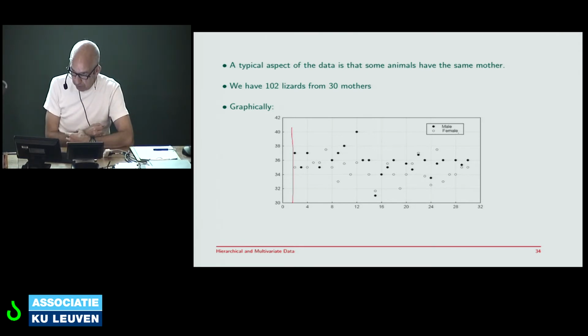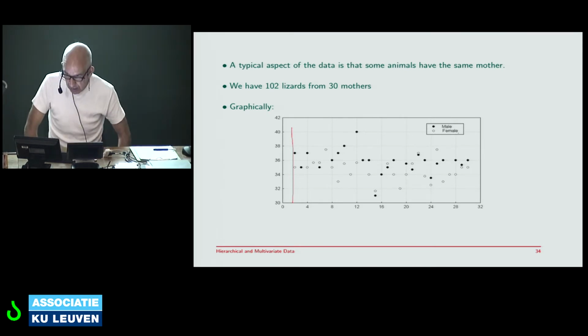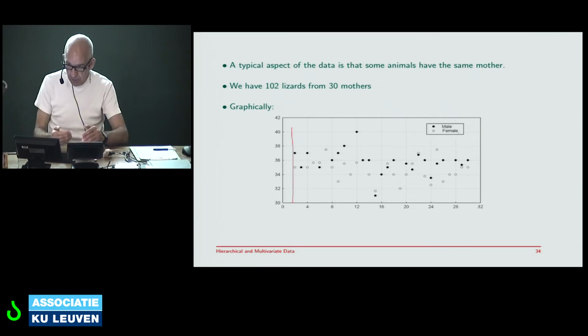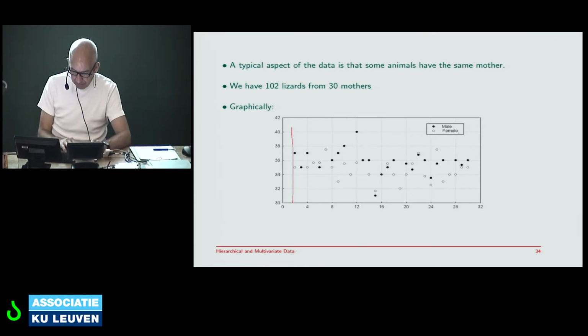Okay, further, we note that within every mother, we can have a male and a female, or we can have just one, or we can sometimes have two offspring of the same gender. You can try hard to find every time a male and a female, but that may not always work, and sometimes you can even have three, etc. So the bottom line is that we also here have clustering or nesting.